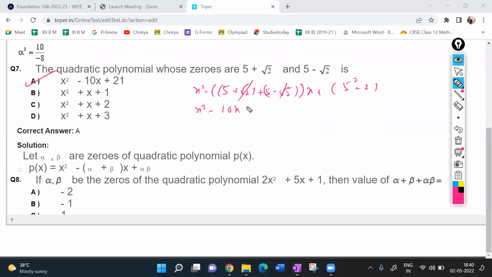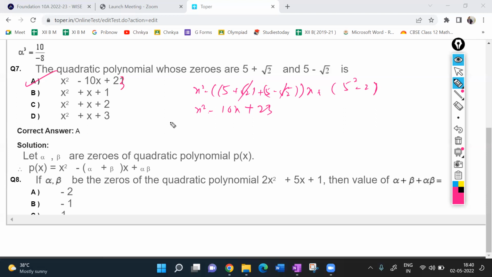None of the options are matching here. So 23, 20. Option A is also wrong, beta. Option A, it should be 23, right? Yes, sir. Alpha beta value is 23. But actually none of the options are even matching this question. Both are wrong, even this question.